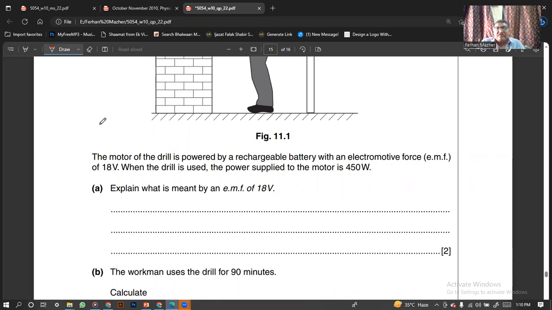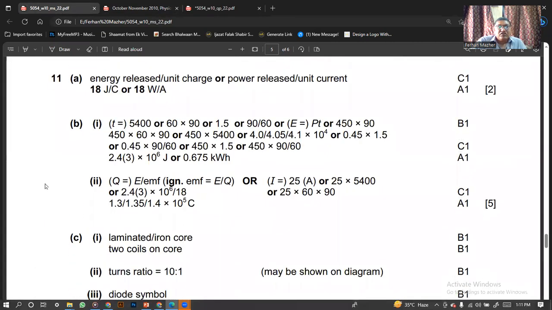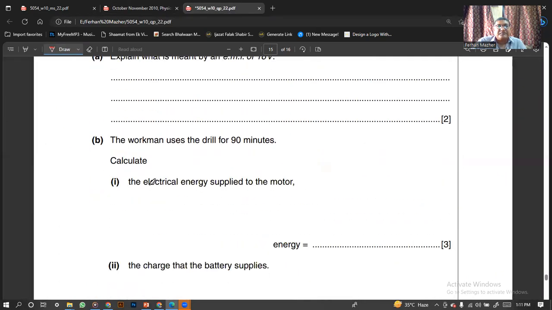It means that the battery is providing 18 joules of energy to unit charge to move it around the closed circuit. Or another definition is that 18 joule of chemical energy is converted into electric energy when the unit charge flows through the battery. So these are the two definitions. The battery does 18 joule work to move unit charge in a closed circuit. This is our definition. So this is the marking scheme. This is my answer.